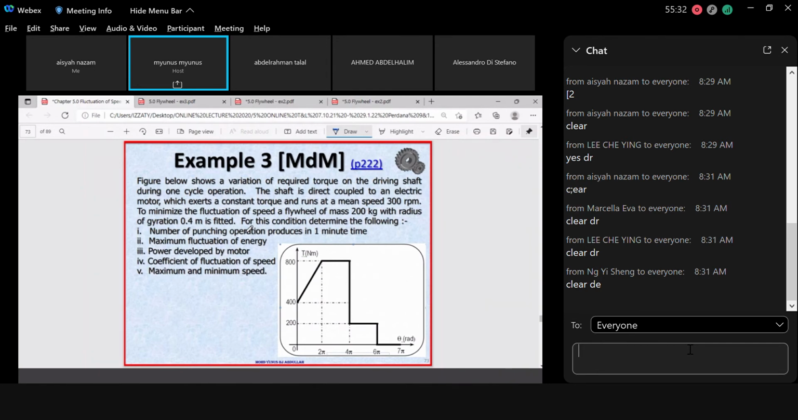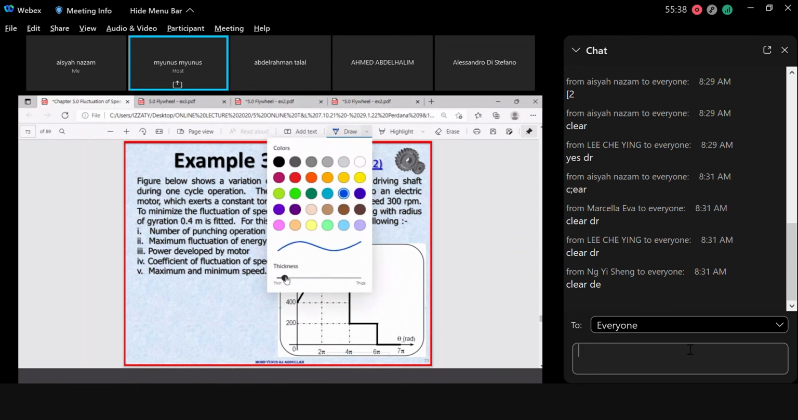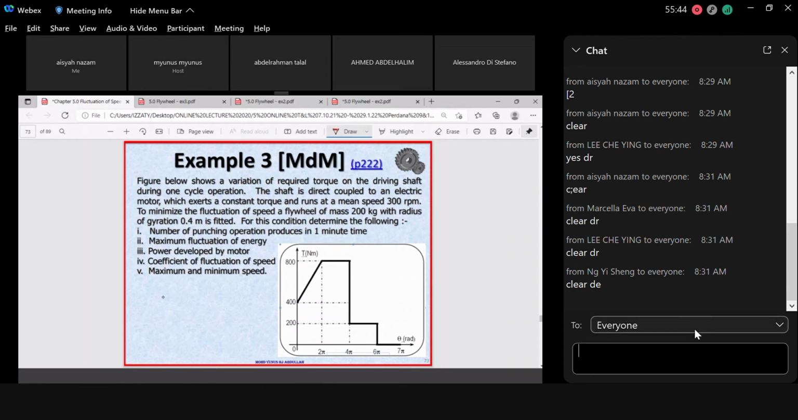So what you have here is a figure below, this one, yeah. You have to read this question very, very carefully. Figure below shows the variation of required torque on a driving machine during one cycle of operation. So it simply means that this is already one cycle. The bold line here does not end at 6, but it ends at 7, isn't it? So this will be presented here as one cycle.